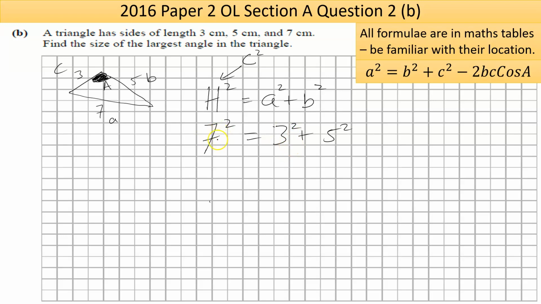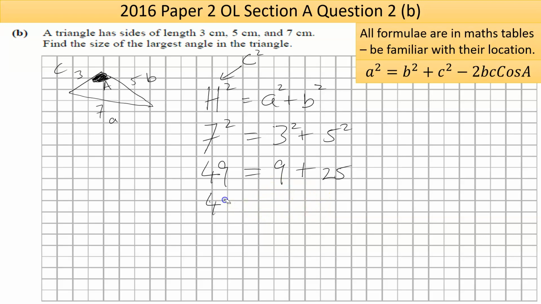Now, 7 squared means 7 by 7, which is 49. So is 49 equal to, 3 squared is 3 by 3, which is 9. 5 squared is 5 by 5, which is 25. And they are added together. So is 49 equal to 9 plus 25, which is 34? So it's not. So therefore, this is not right angled.